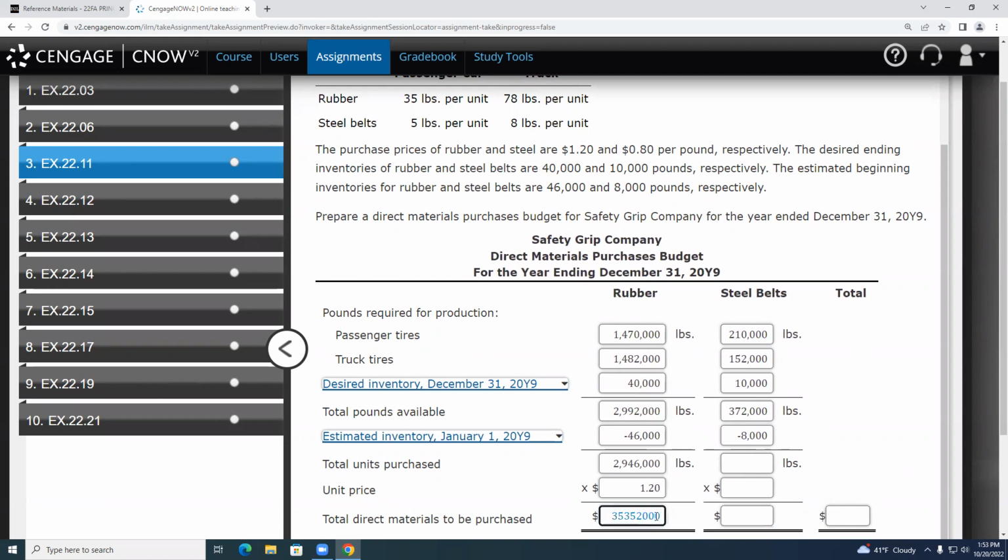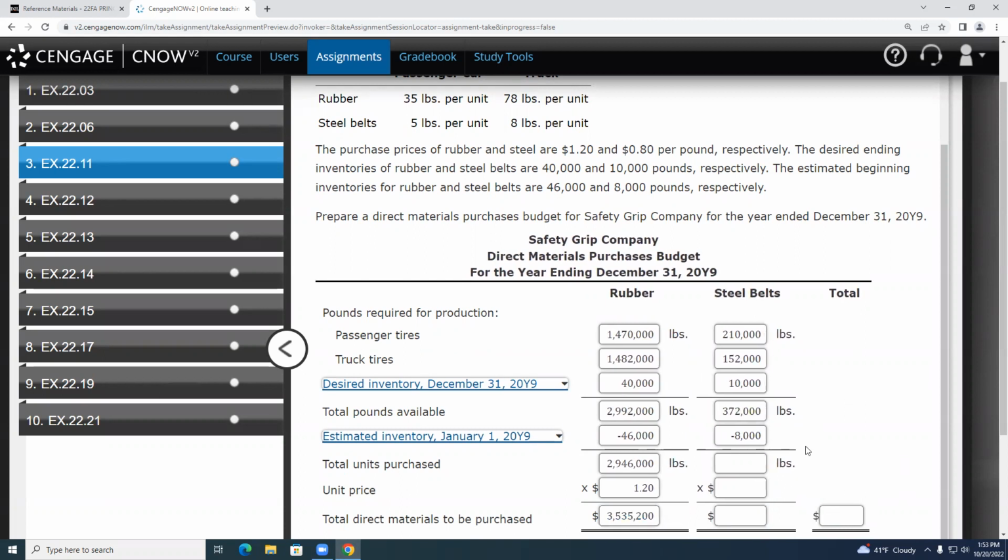And I think they put an extra 0 in there. And so our direct materials budget is going to include $3,535,200 that we need available to spend on our purchase of rubber. Go ahead and do the same calculation for the steel belts column if you haven't already.